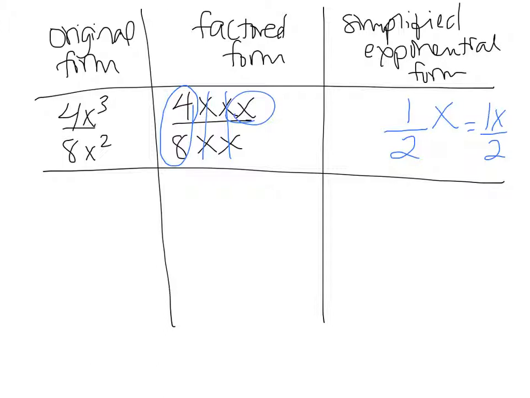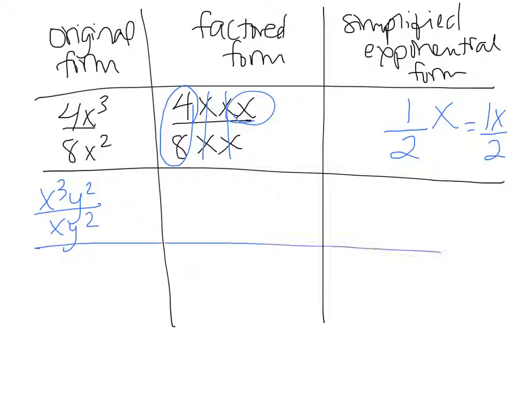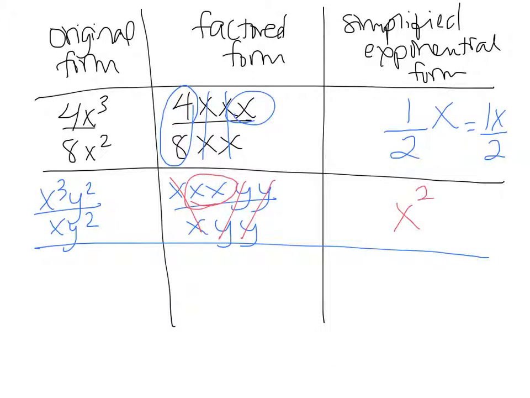Okay, let's look at two more. X cubed y squared over xy squared. Again, I'm going to factor it out. So I have 3 x's and 2 y's on the top, an x and 2 y's on the bottom. Cancel out anything that's on the top and the bottom. So I have 2 x's in the top. Everything else is gone. So we are left with x squared.